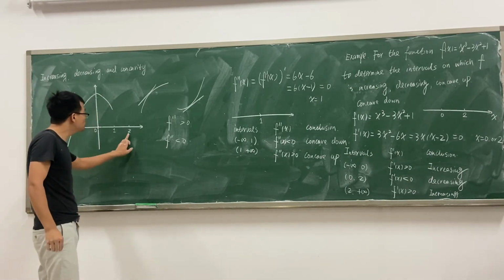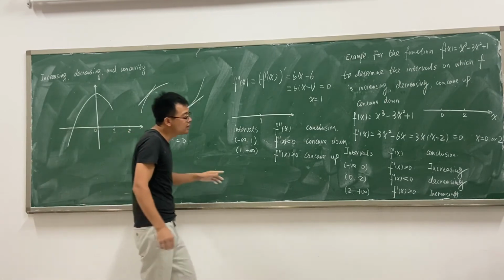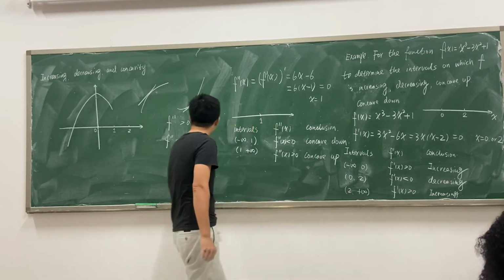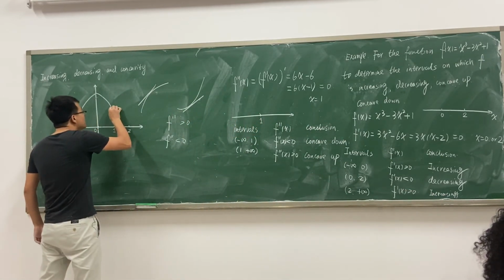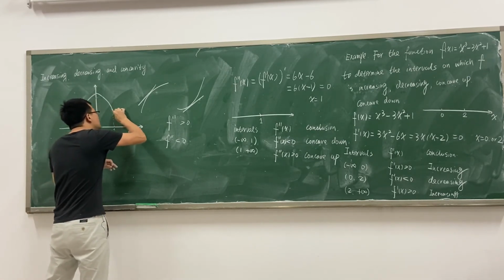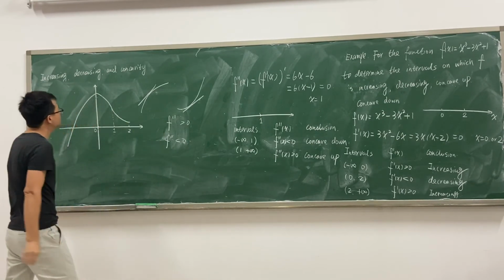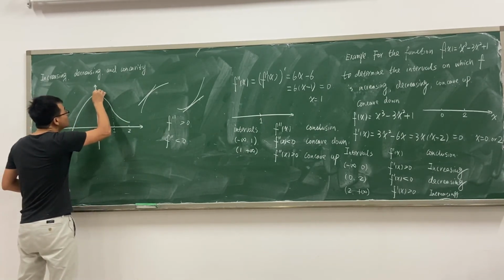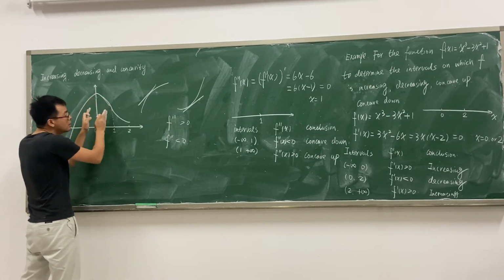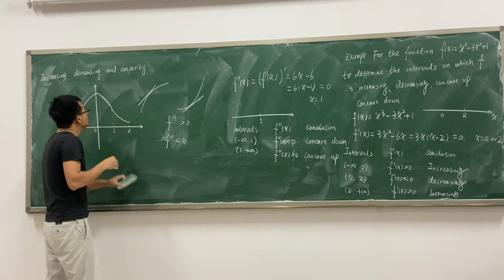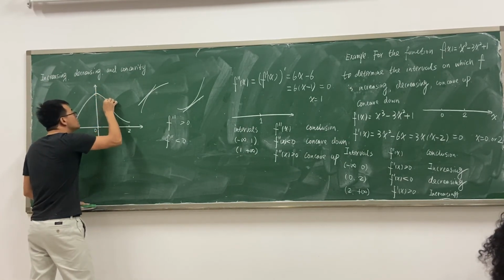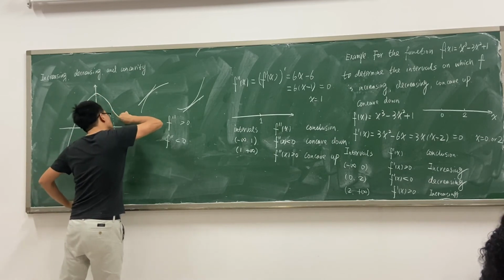And on 1 to 2, in this interval, first it is decreasing, and on 1 to 2 it is concave up. Concave up means at this point, the left is concave down, the right is concave up. So like this. On the point 1, on the left is concave down, on the right is concave up. So here the graph is actually like this.